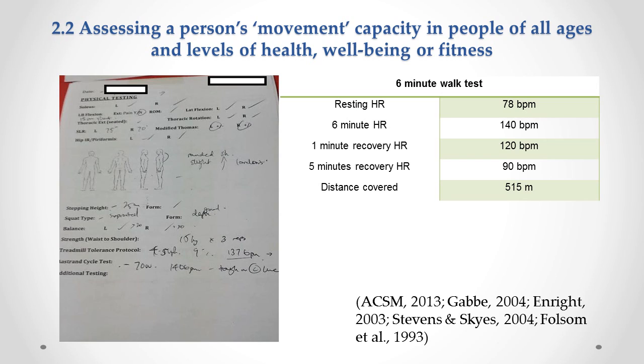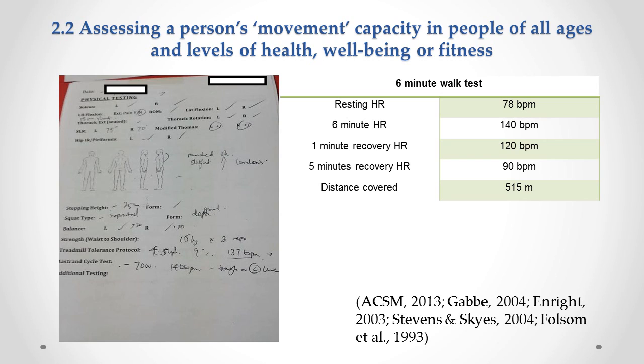The Astrand cycle test and 6-minute walk test are simple and effective submaximal tests which can be used to predict cardiovascular fitness and VO2 levels. The test chosen depended on each individual's physical functions and capabilities.